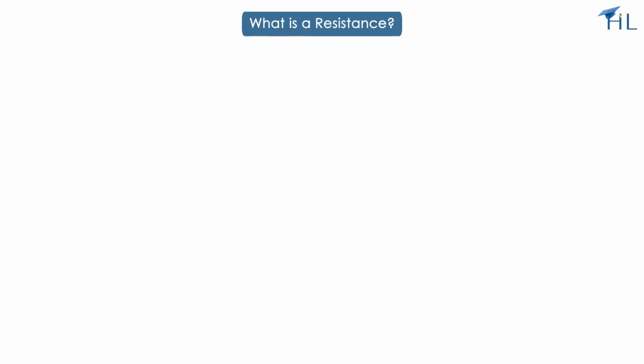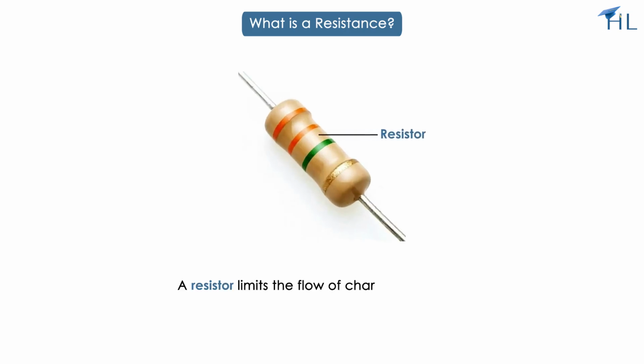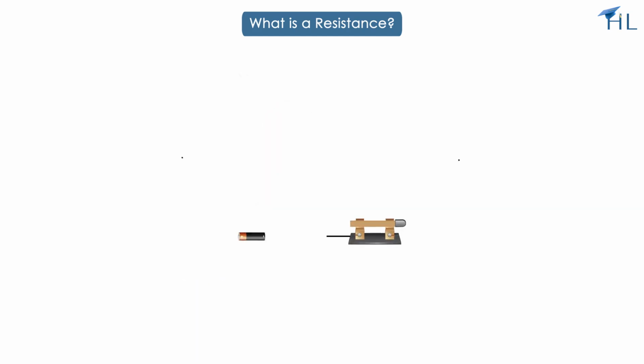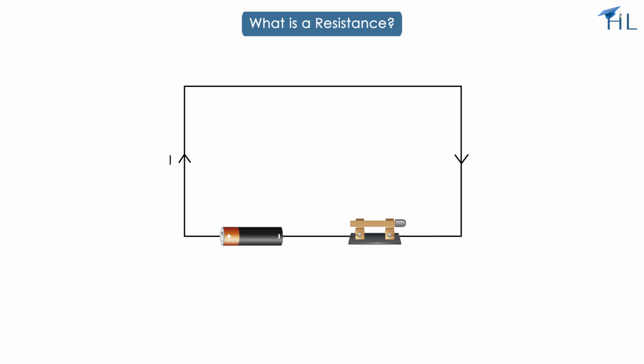Let us first understand what is a resistance. A resistor limits the flow of charge in a circuit. The resistance in a circuit is shown by this zigzag symbol. The resistance is measured in ohms, symbolized by the Greek letter omega.